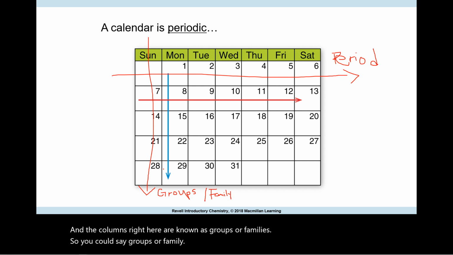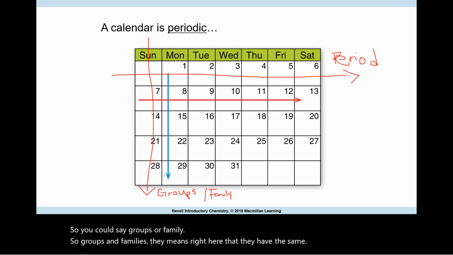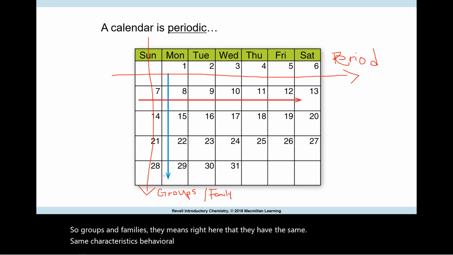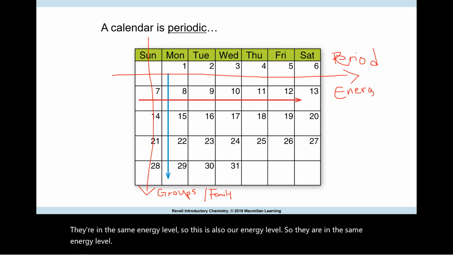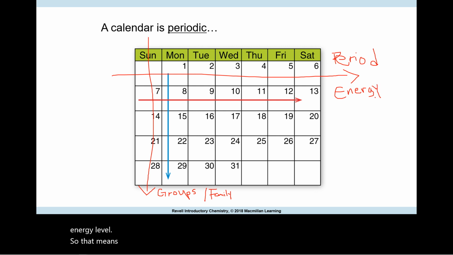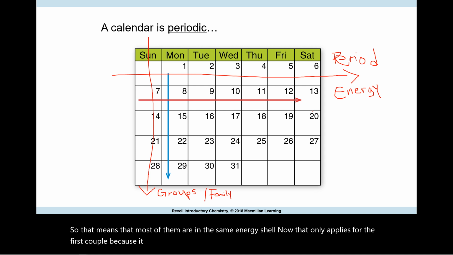So groups and families, this means right here that they have the same behavioral characteristics. They behave the same way. In a period, it means that they're in the same energy level. So this is also our energy level. That means that most of them are in the same energy shell. Now that only applies for the first couple because it gets weird, it jumps around, but we'll talk about that in chapter 4.